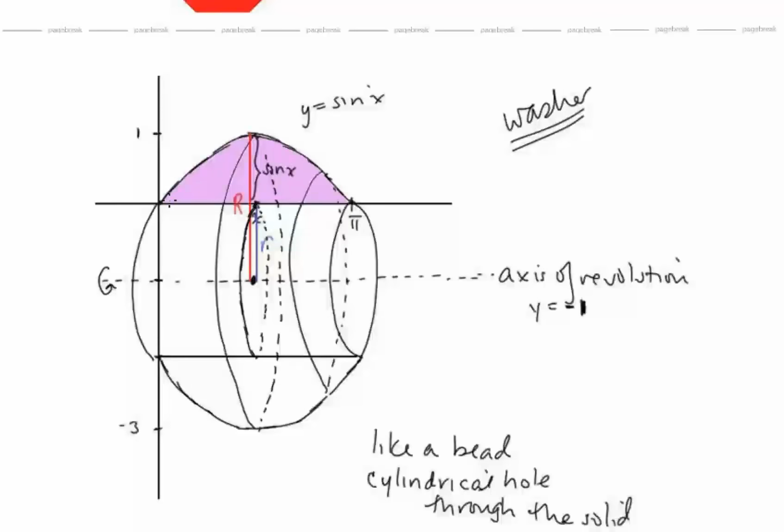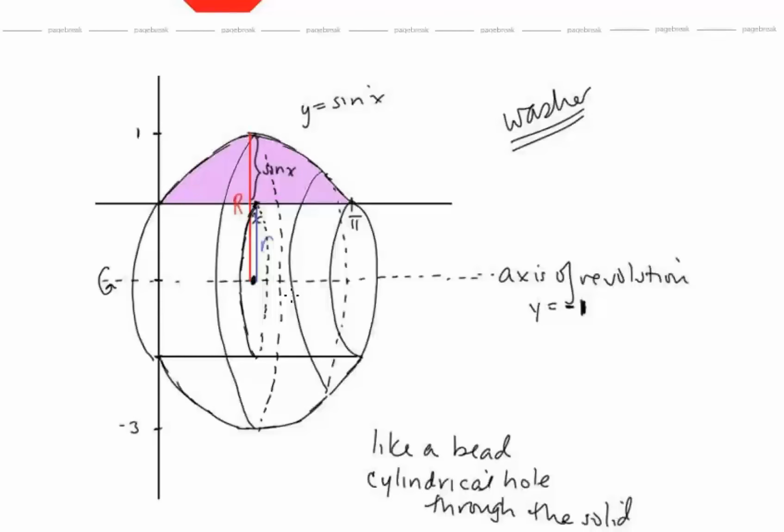So here we have y equals sine x going from 0 to pi, that's the shaded region. Here's y equals -1, our axis of revolution. And then I tried to sketch this region as it would look revolved around the line y equals -1. And so it should look like a bead. It has a cylindrical hole through the solid.